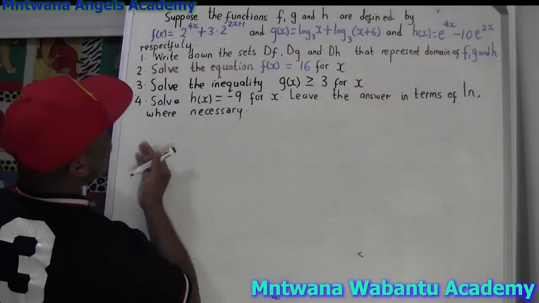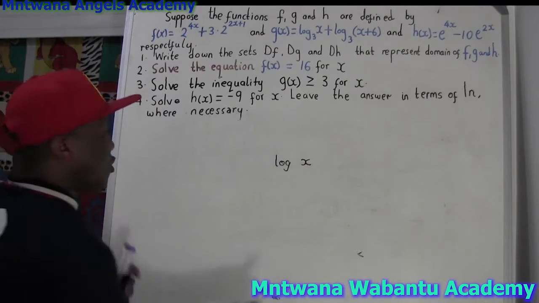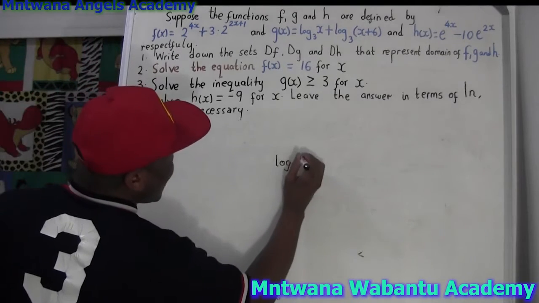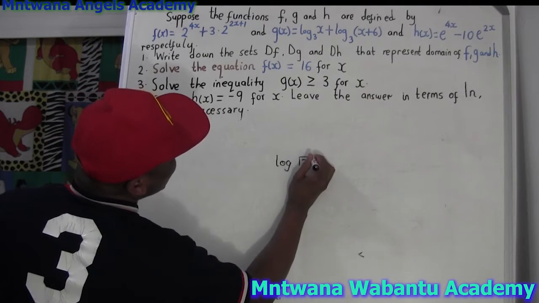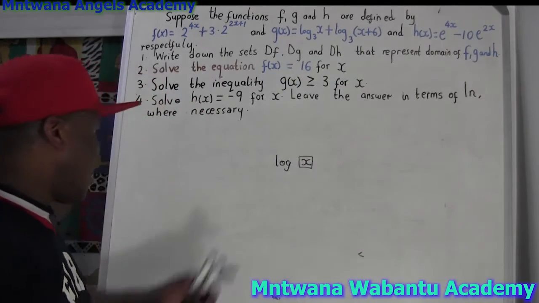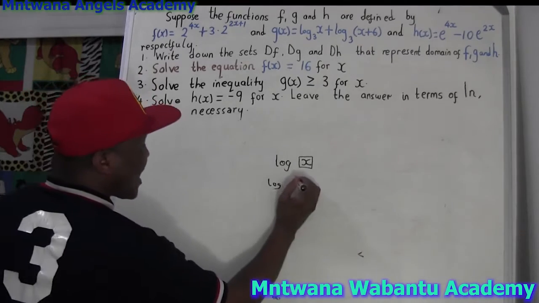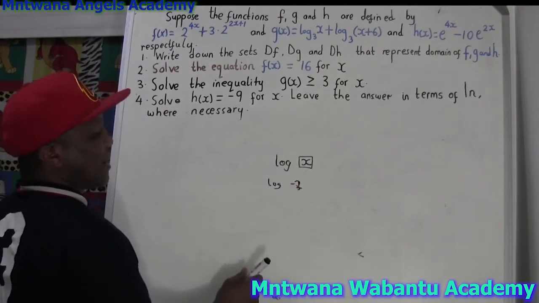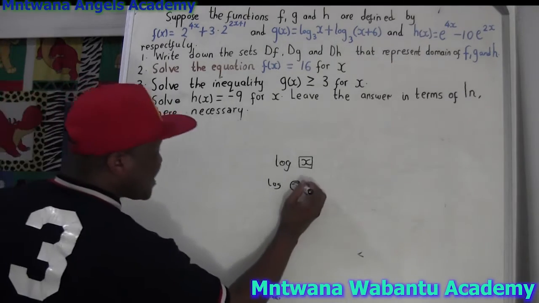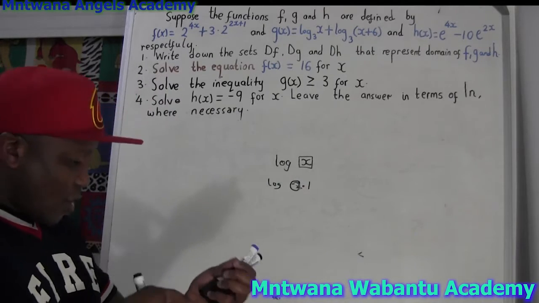For example, if somebody gives you log x. When there's no base, it is base 10. Don't worry much about it. Take a calculator, put in -1. The calculator is going to reject. If you put -2, it's going to reject. Even any negative number, even 0, is going to reject. But if you put, let's say, 0.1, it's going to give an answer. Take a calculator and try log 0.1.